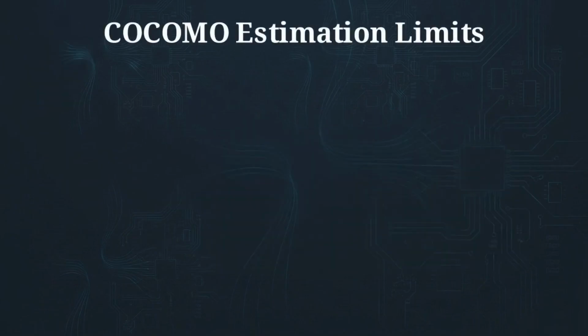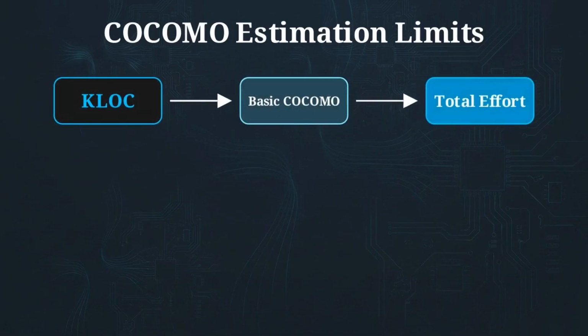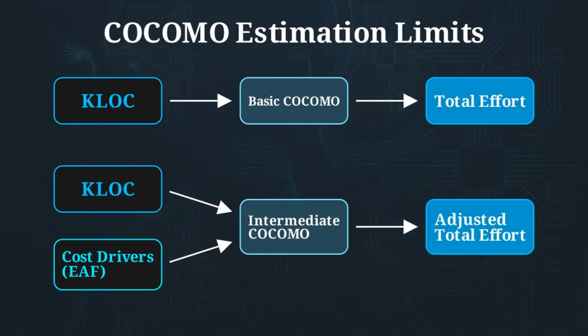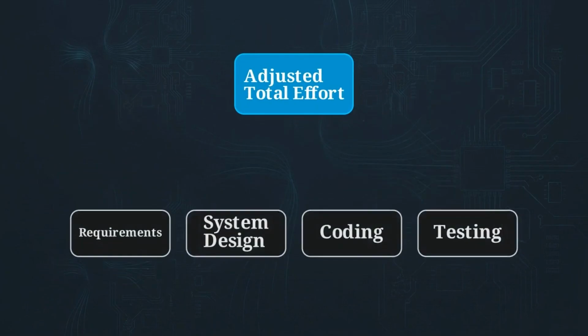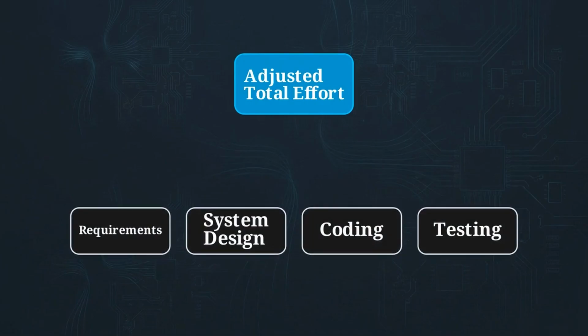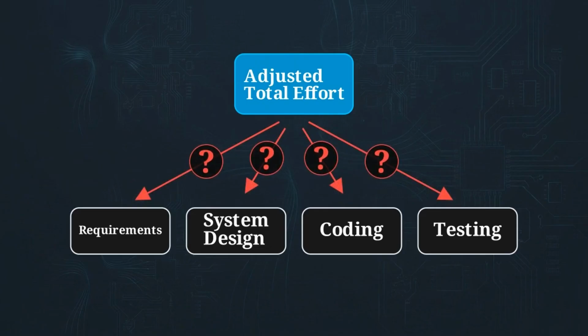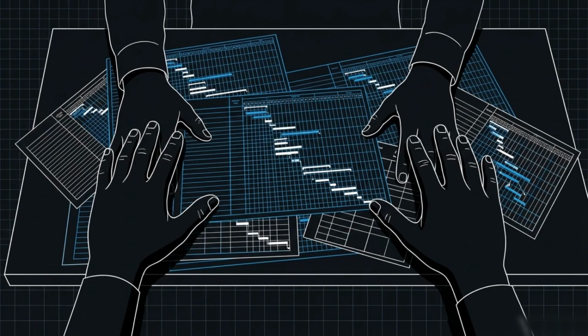This flowchart illustrates where early estimation models reach their limit. Basic COCOMO takes lines of code as its only input and produces a single total effort number. Intermediate COCOMO improves this by adding cost drivers, giving us a realistic adjusted total effort. But neither of these models tells a manager how to divide those total person months across the requirement, design, coding, and testing phases.